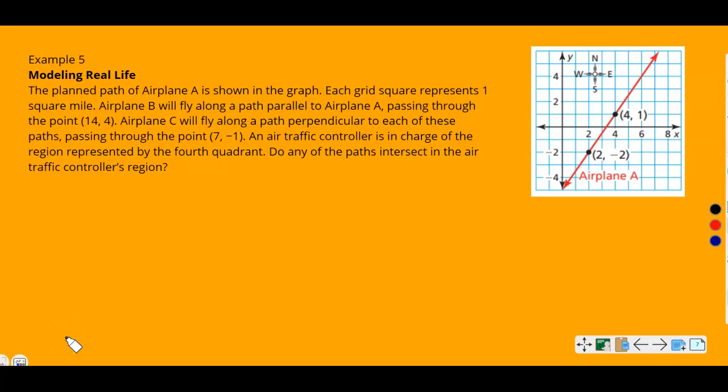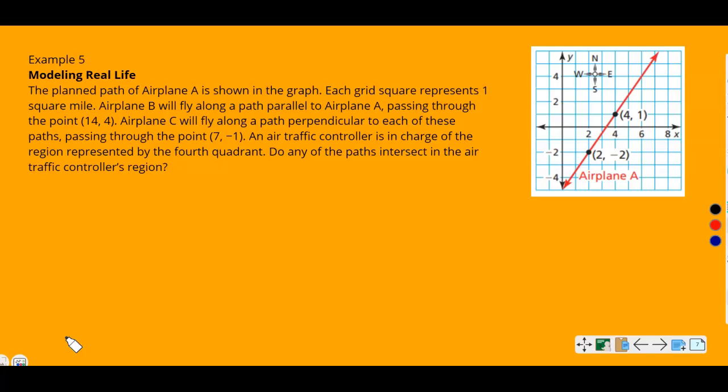All right, this is the final example of writing equations of parallel and perpendicular lines. So we are going to look at modeling a real life example. The question says the planned path of airplane A is shown in the graph. Each grid square represents 1 square mile.